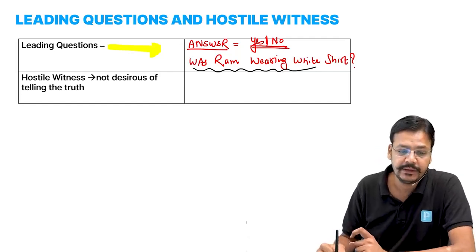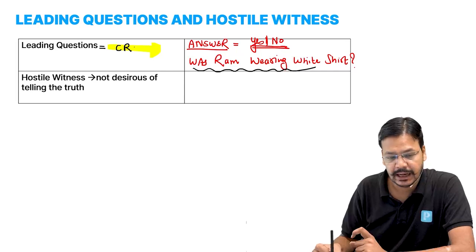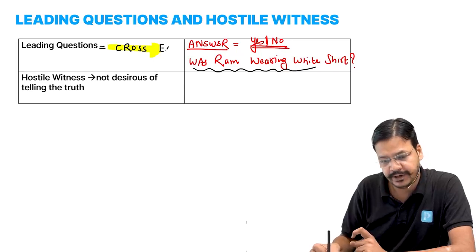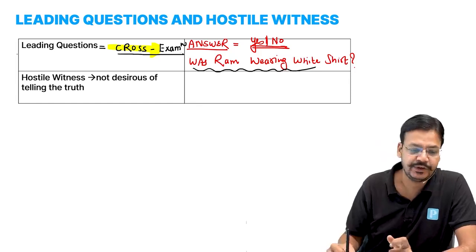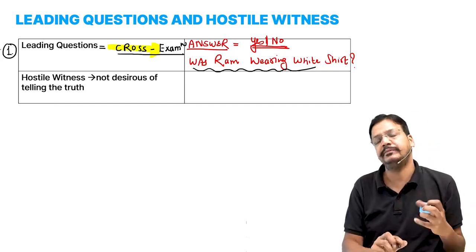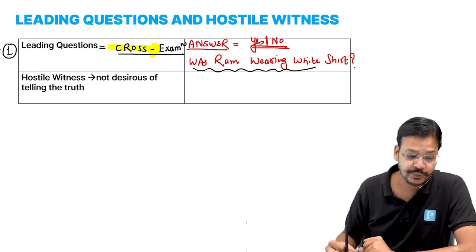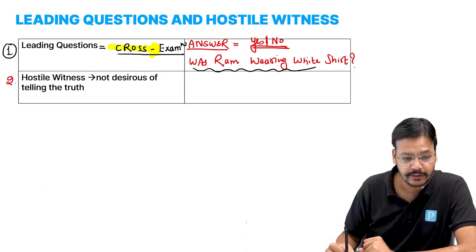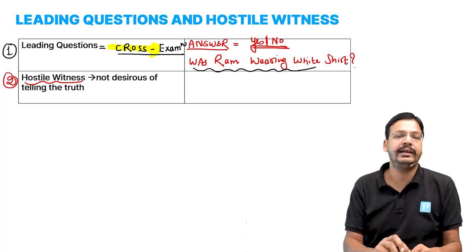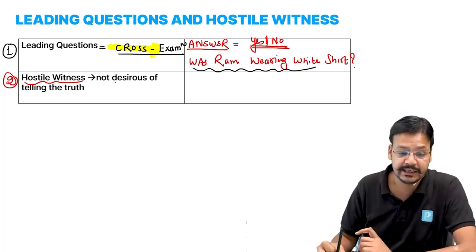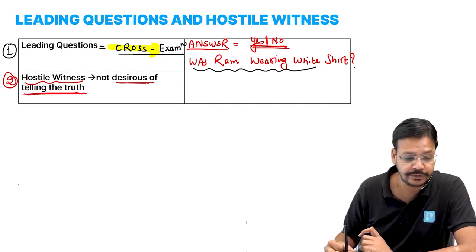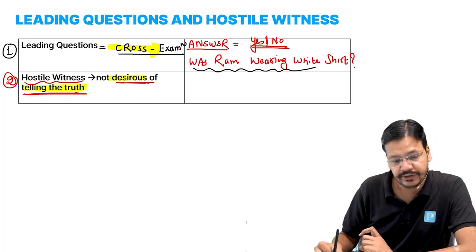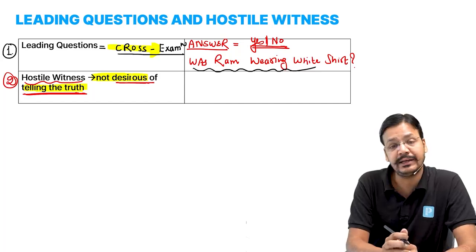Now the question comes: leading questions are permitted in cross-examination. This is situation number 1. But sir, situation number 2 is when your witness has become hostile. What is the meaning of hostile witness? The witness who is not desirous of telling the truth, that is a hostile witness.